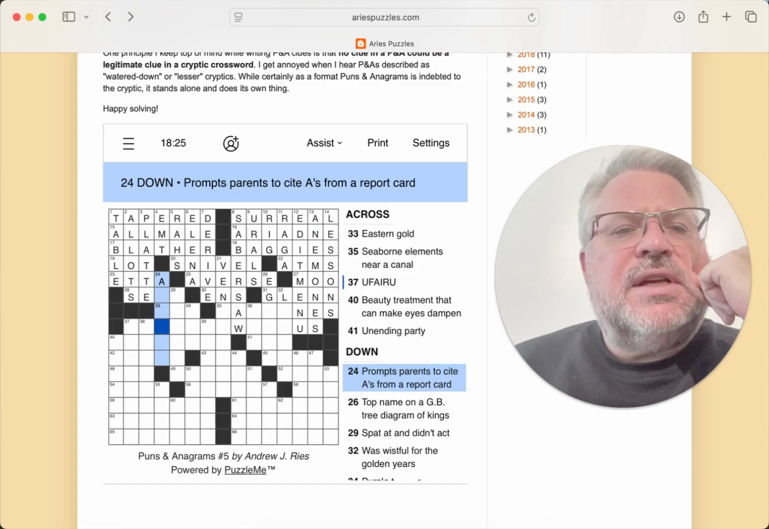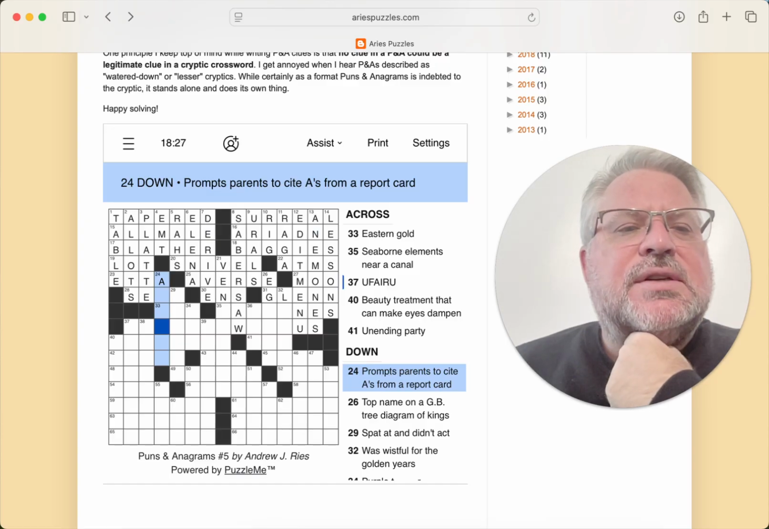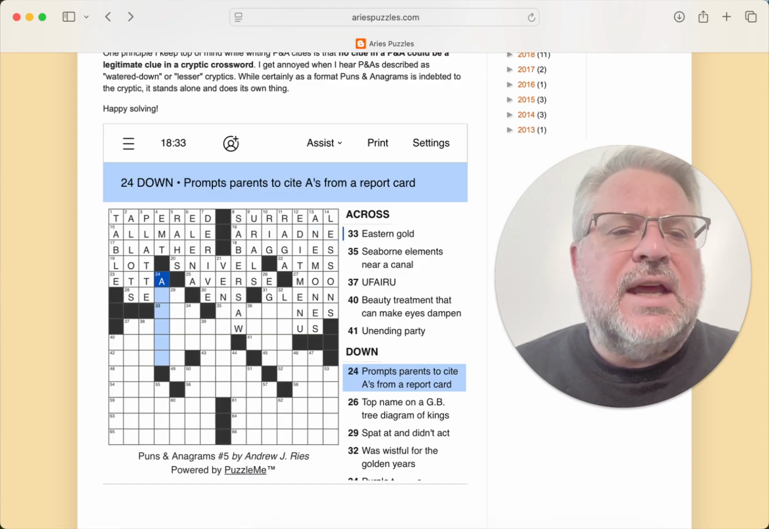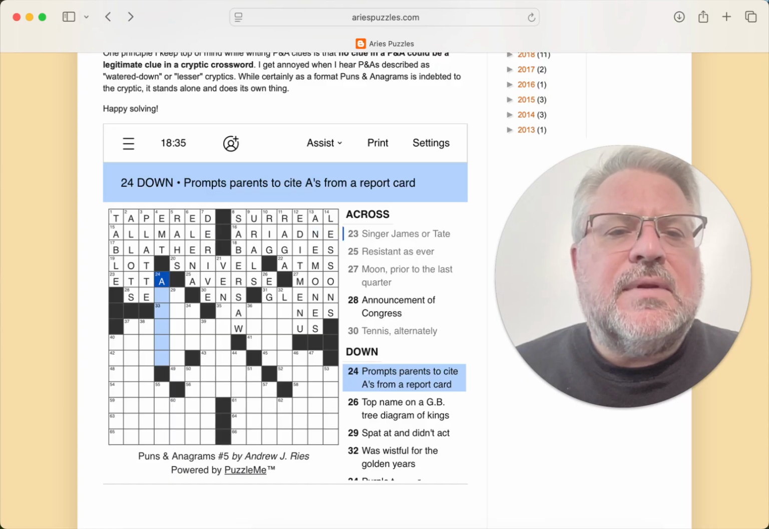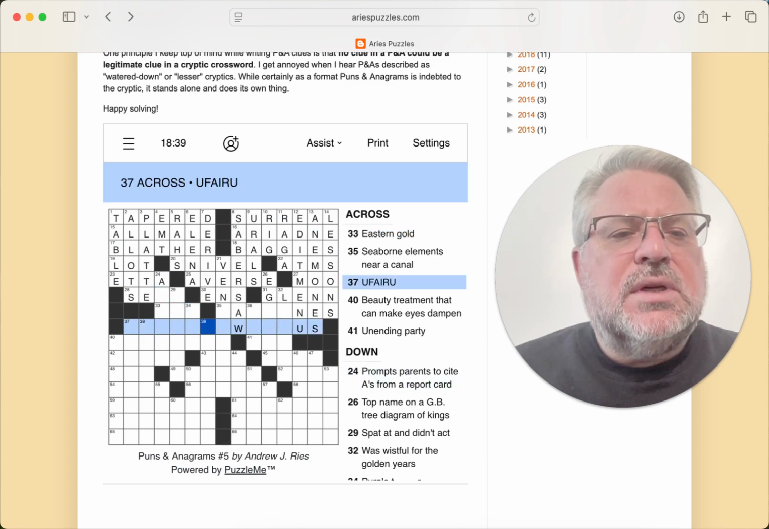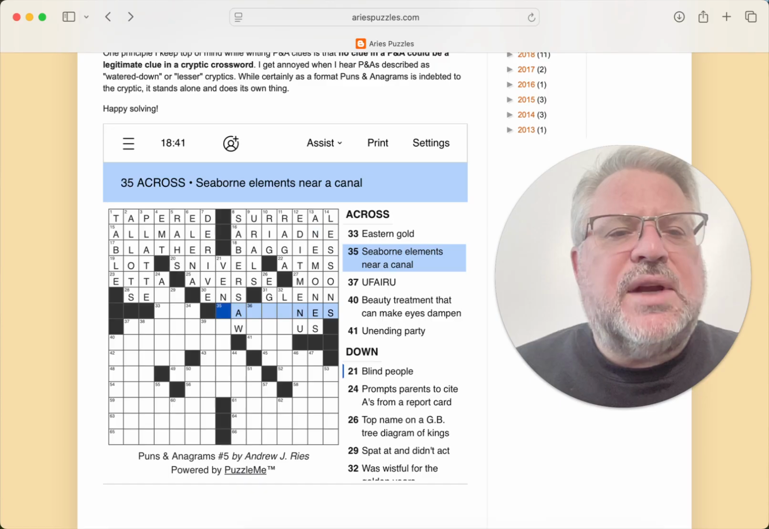Is it C-I-T-E-A-S or A-S-F-R-O-M? I feel like that A is in there. I don't know what it is. 33 across, that's Eastern gold. Can we get 35 across? Seaborne elements near a canal. Seaborne elements.